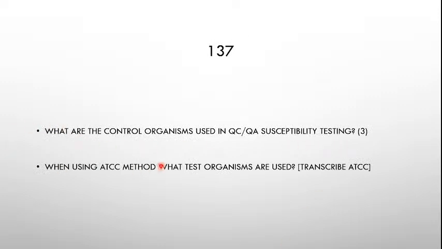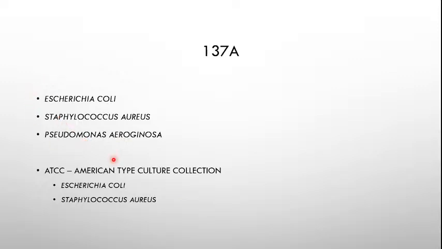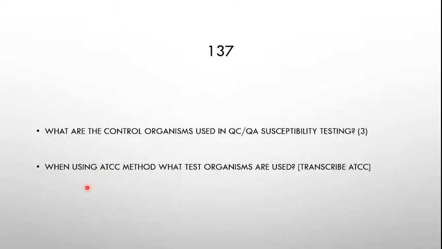We need to use, of course, quality control organisms. Okay? So you need to use quality control organisms, and they need to be gram positive analogs, gram negative analogs, bacilli analogs or cocci analogs. So usually in the laboratory, you use these three organisms: Escherichia coli, Staphylococcus, and Pseudomonas aeruginosa. And they have to be ATCC.